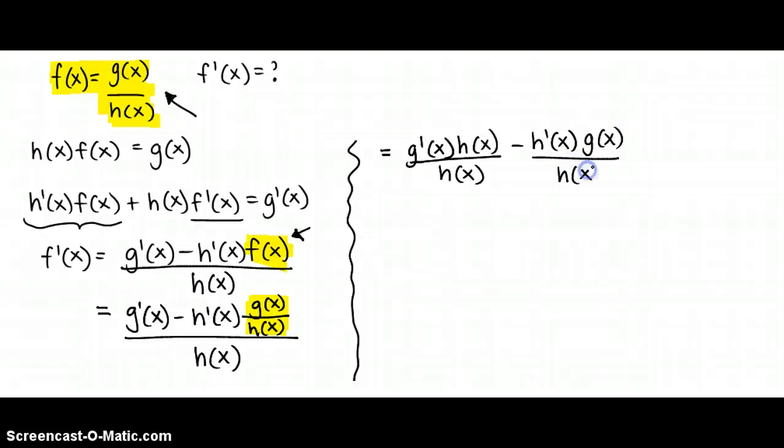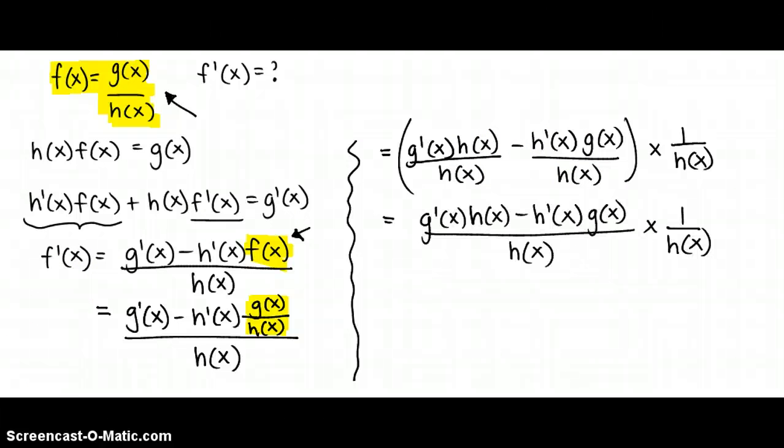I don't like writing one fraction over another fraction, so I'm going to put this all in brackets and I'm going to multiply it by 1 over h of x, which is the same thing as dividing by h of x. Okay, go ahead and combine the numerators and write them over the single denominator of h of x. Wonderful! We're only one more simplification away.